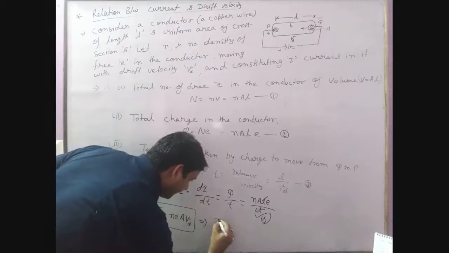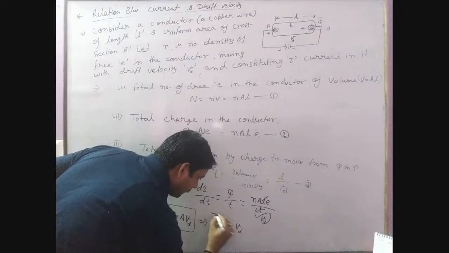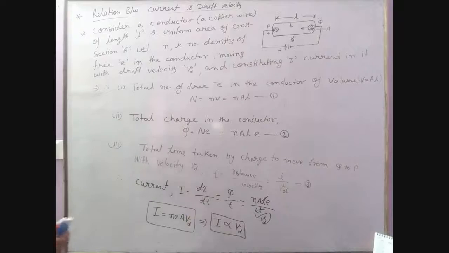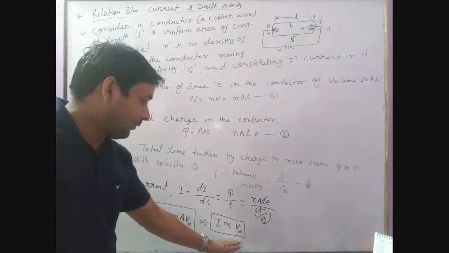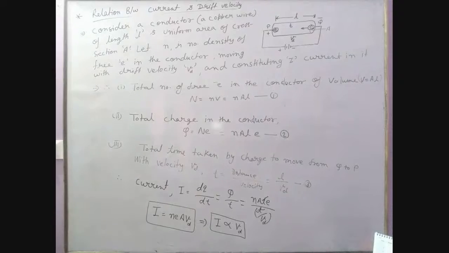Now here we find that current is directly proportional to the drift velocity. That means as the drift velocity increases, current will also increase. Just note it.